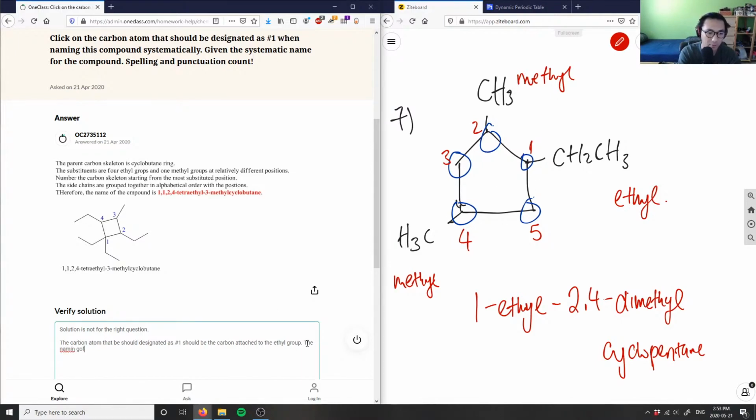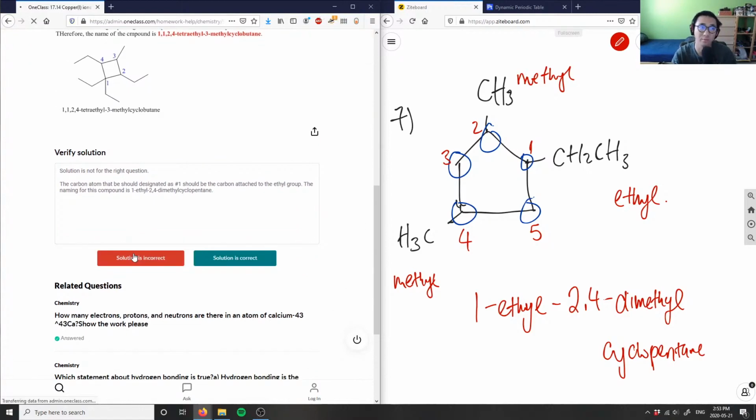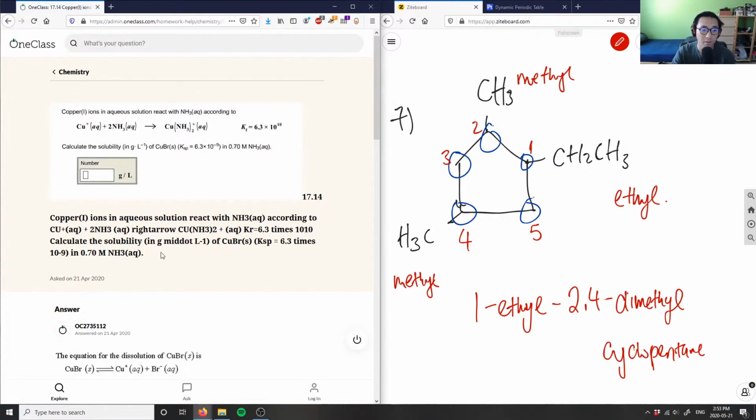The naming for this compound is 1-ethyl, 2,4-dimethyl, cyclopentane. This solution is not correct because they actually gave me the incorrect solution for the problem here.